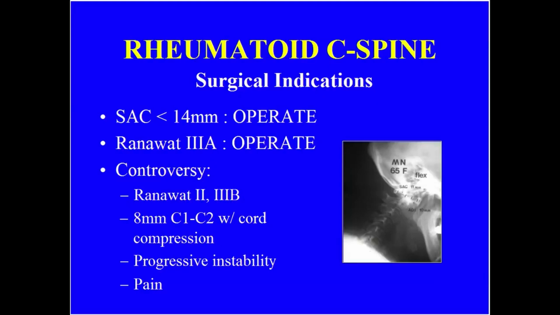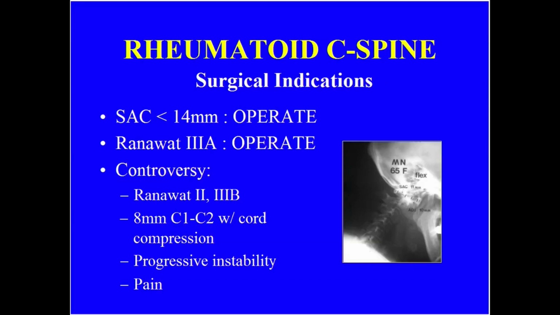What are the indications for surgery in rheumatoid arthritis of the cervical spine? This is a favorite test question. Bowden and Bowman wrote an article 10 or 15 years ago now probably, where they showed that if the space available for the cord, which is also referred to sometimes as the posterior atlantodens interval, is less than 14 millimeters, those patients are at risk for the development of myelopathy. Therefore, if you have C1, C2 instability, and if the posterior atlantodens interval, or the SAC, is less than 14 millimeters, you should operate on that patient.